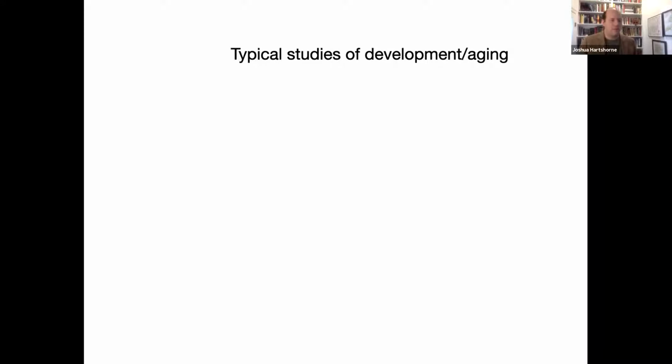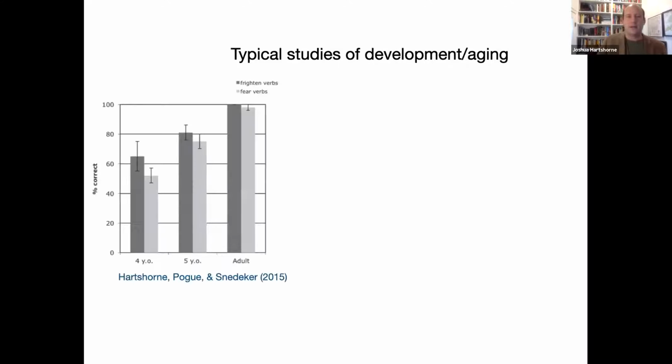So my primary motivating example is going to be thinking about development and aging. So here's a typical study of development and aging. I picked one of my own just so I'm not picking on other people, in which there are, as you can see, 3 different age groups, one of which is adult, which really obviously means undergraduate.